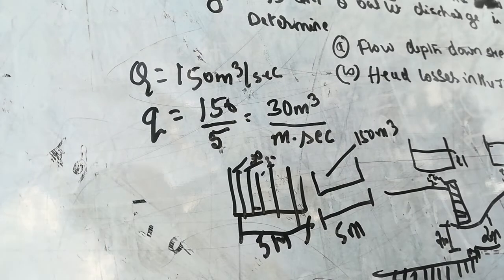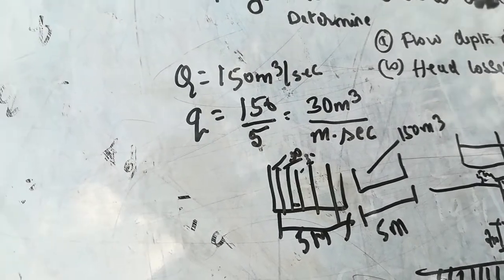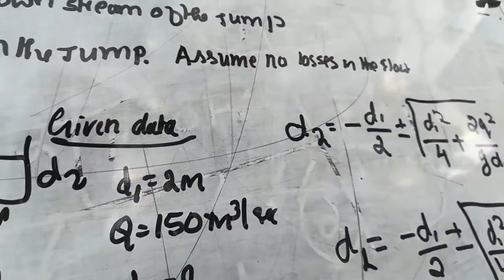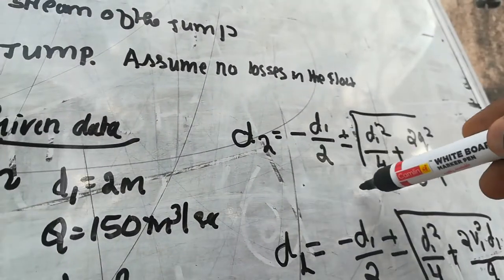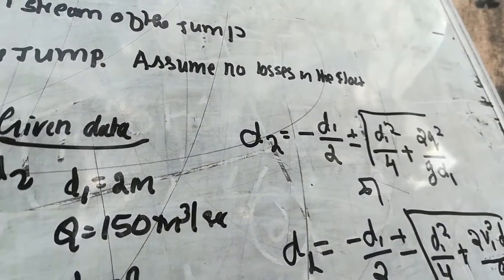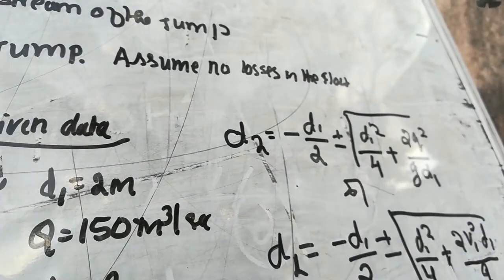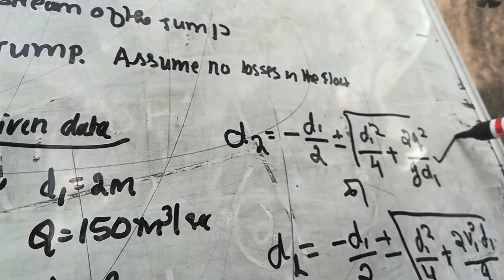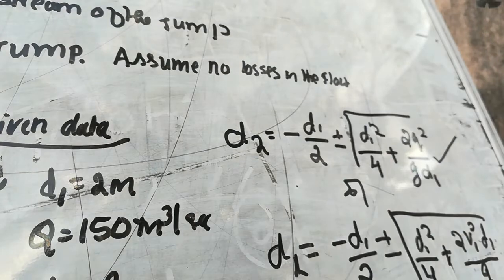Next we will substitute this value in this equation for d2. Here we have two formulas, this formula or this formula. We will go for this one, since we have all the parameters.